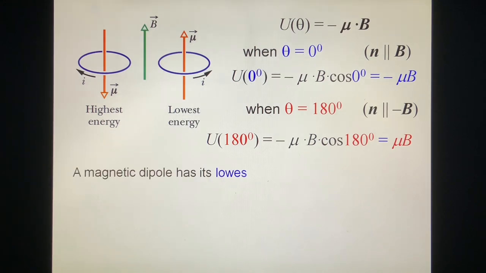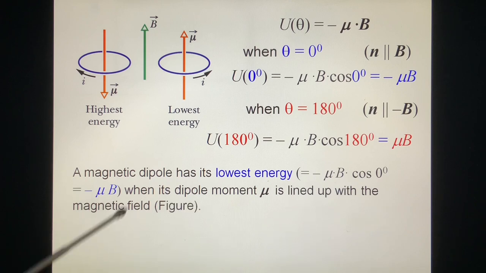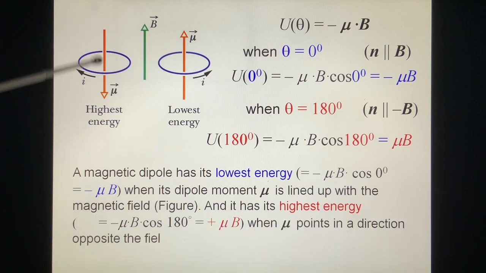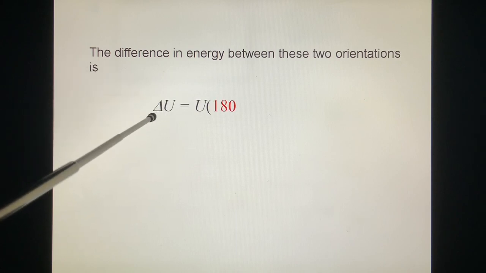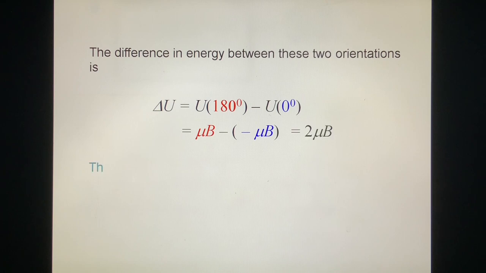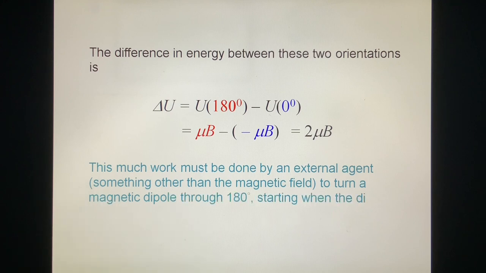A magnetic dipole has the lowest energy when its dipole moment mu is lined up with the magnetic field, like this case. And it has its highest energy when mu points in the direction opposite to B. The difference in energy between these two orientations, from 0 to 180, is 2 mu B. This much work must be done by an external agent, something other than the magnetic field, like heat excitation, to turn the magnetic dipole 180 degrees, starting when the dipole is lined up with the magnetic field.